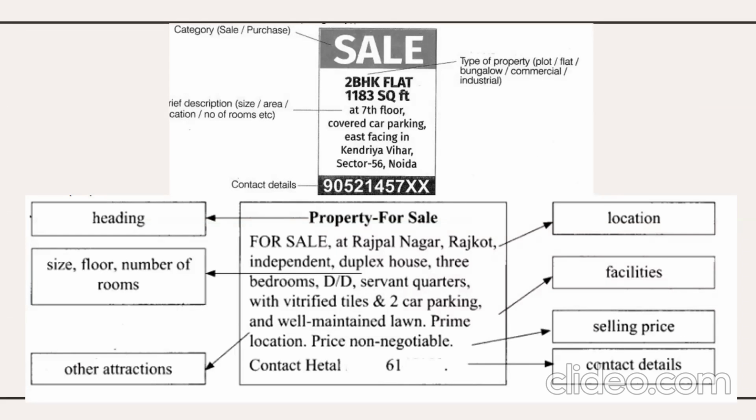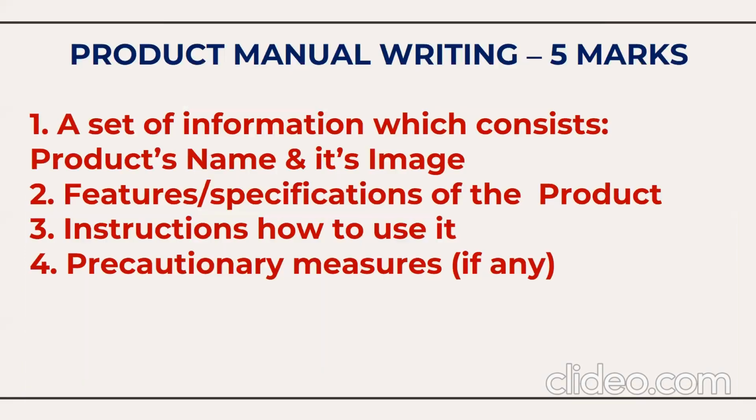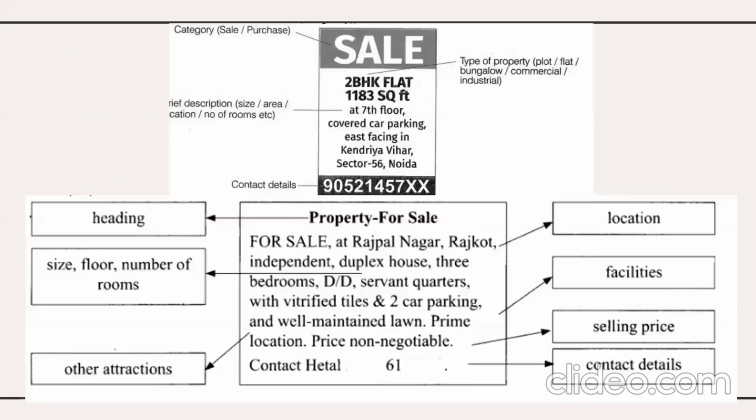The sale advertisement, you can see here: property for sale, 2 BHK for sale here, location, facilities, size, floor, number of rooms, selling price, and the contact detail you can mention. So this is how you need to do advertisement writing. Again, I'm telling you, it's the last question where you have plenty of choice. If you don't like the advertisement writing, you attempt the next question. So you have a choice here.